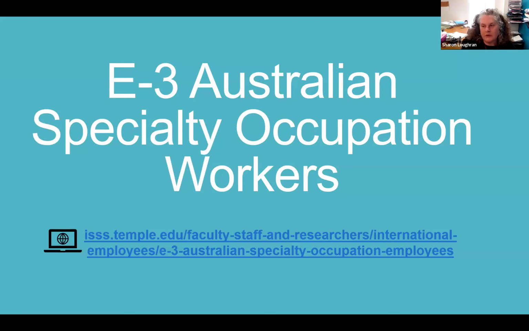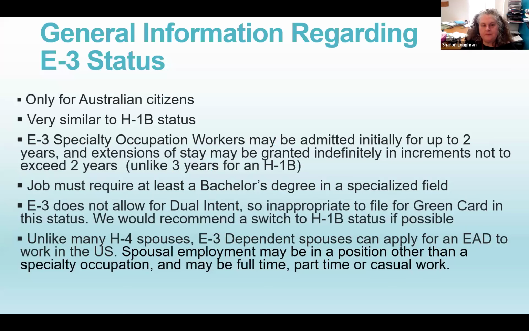E3s are just for Australians. So they're very, very similar to an H-1B, but it's only for Australian nationals. Next. So they can be admitted for up to 2 years, and they could keep extending indefinitely. However, they don't have dual intent. So at some point, immigration might be like, hold up, you've been in E3 for a really long time. It has to still have a bachelor's degree in a specialized field. E3 spouses can apply for work permission, unlike H4s. Next.